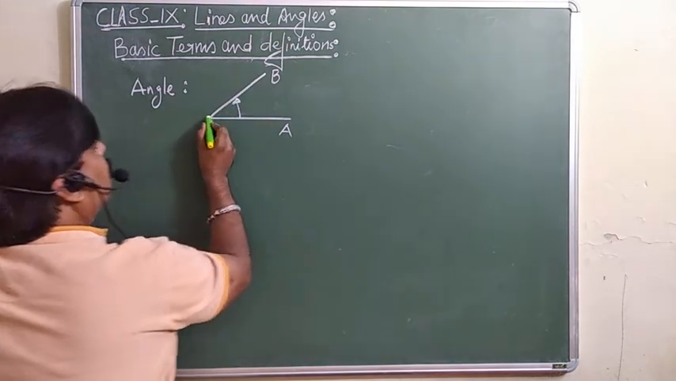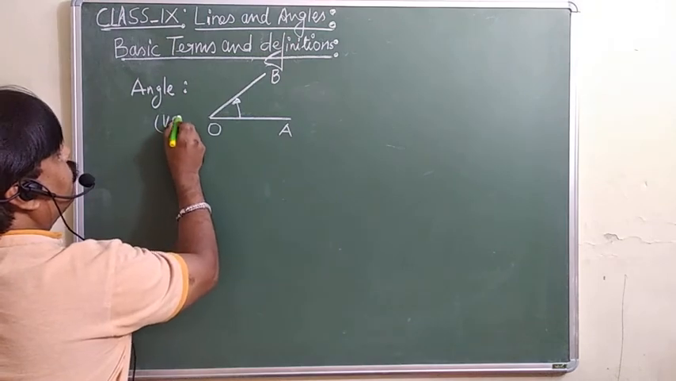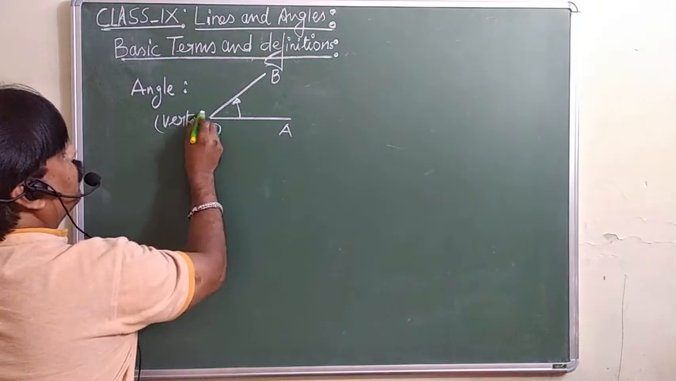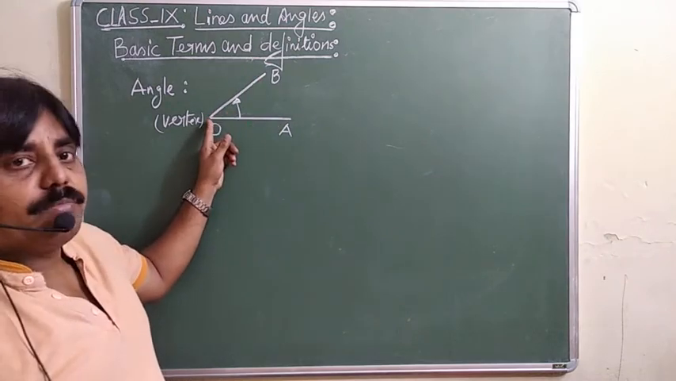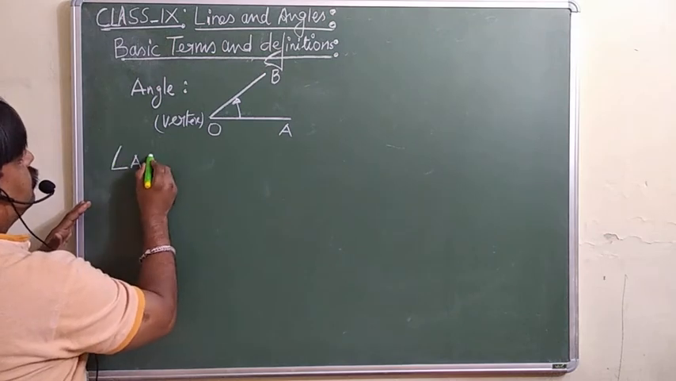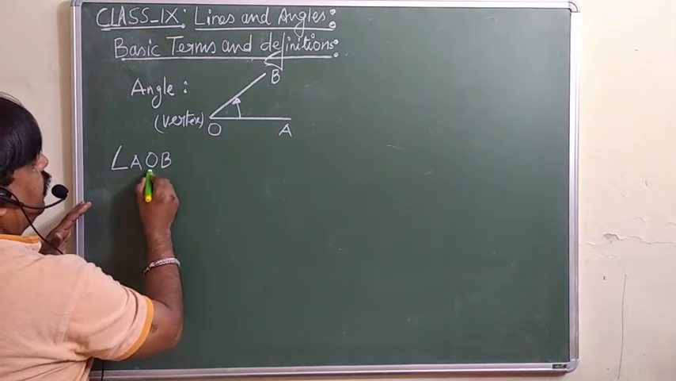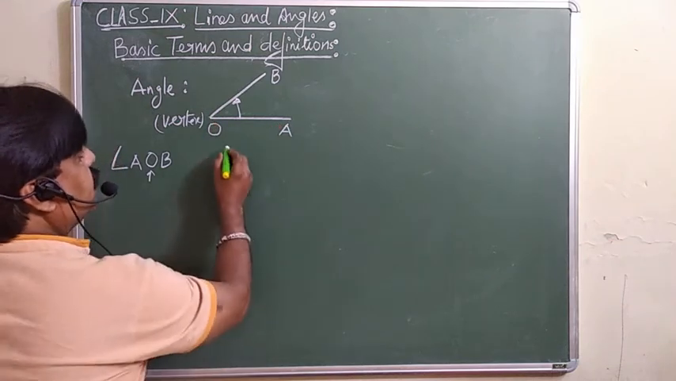This is your angle. The point where these two line segments meet is known as a vertex. Point O is a vertex. OA and OB are the two line segments meeting at the point O. And this is your angle AOB, angle at O.